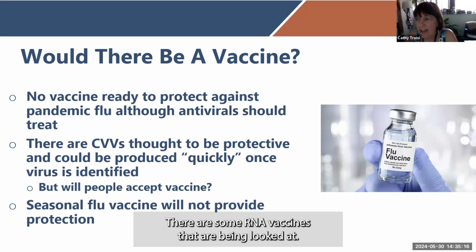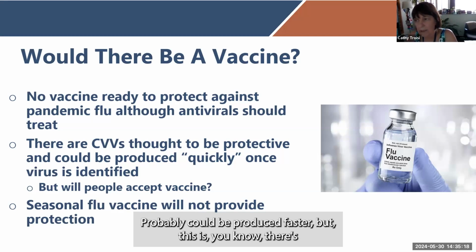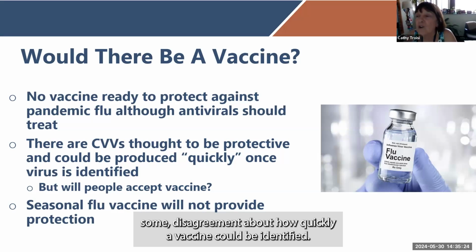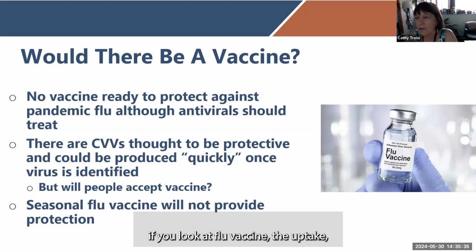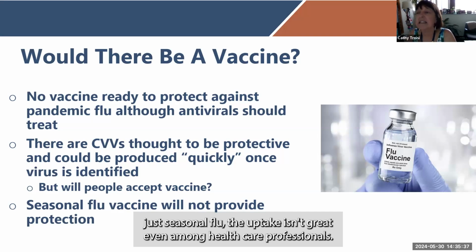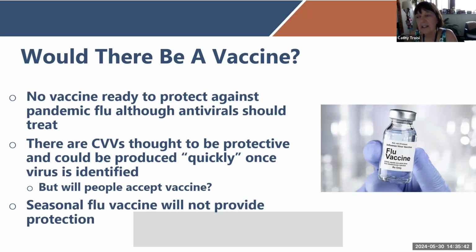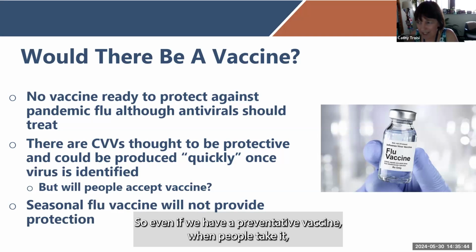There are some RNA vaccines that are being looked at, probably could be produced faster, but there's some disagreement about how quickly a vaccine could be identified. And then I think the big question is, will people take it? We haven't been so successful with COVID, have we? If you look at flu vaccine, the uptake, just seasonal flu, the uptake isn't great, even among healthcare professionals. So even if we have a preventative vaccine, would people take it?